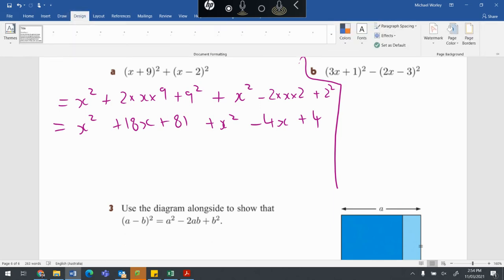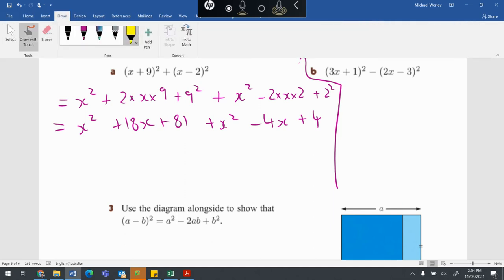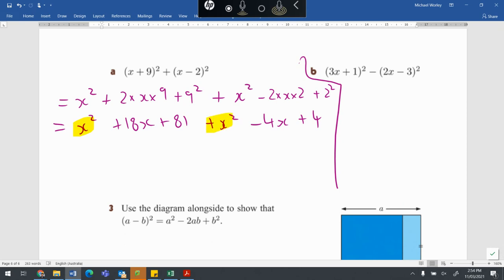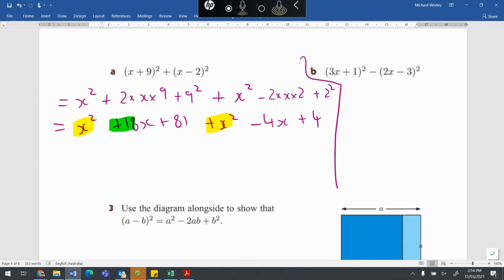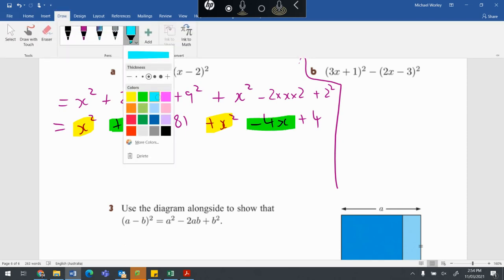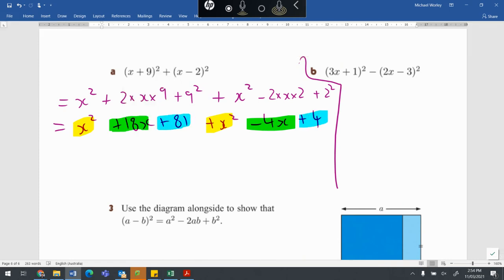And now we need to collect some like terms. So what are our like terms? Well, that's a like term with that. What else are our like terms? That's a like term with that. And what else is a like term? That's a like term with that one there. So let's collect our like terms. How many x squareds have we got? We've got 2 of them. We've got 18x take 4x. 18 take 4 is 14. And 81 plus 4 is 85. Happy days.